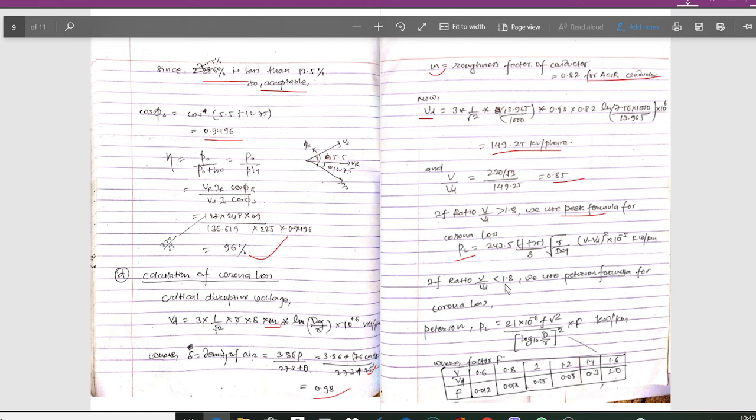Similarly, if V upon Vd is less than 1.8, we use the Peterson formula here. The Peterson formula for corona loss is 21 into 10 power minus 6 F V square upon log base 10 of D upon R whole square, into F kilowatt per kilometer, where F is a factor. Here you can see V upon Vd is 0.85, so 0.85 is less than 1.8. So here we will use the Peterson formula for corona loss.